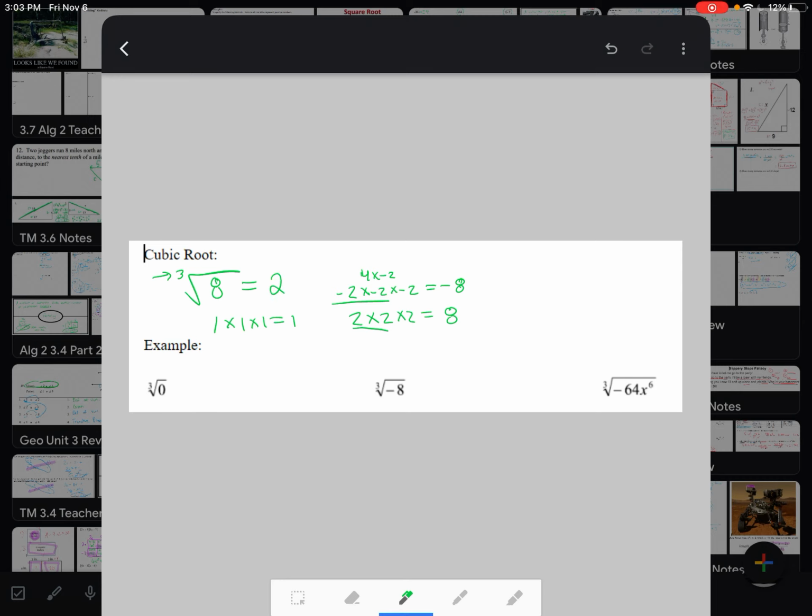So actually, negative 2 doesn't work. The only answer to a cube root question is the correct value. So positive 2 is the only one that works. If we look at this example here, we just solved this one actually. Negative 2 times itself 3 times gets us negative 8. So only negative 2 is the answer there.